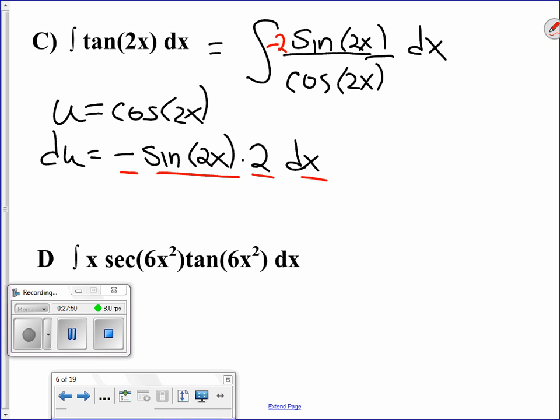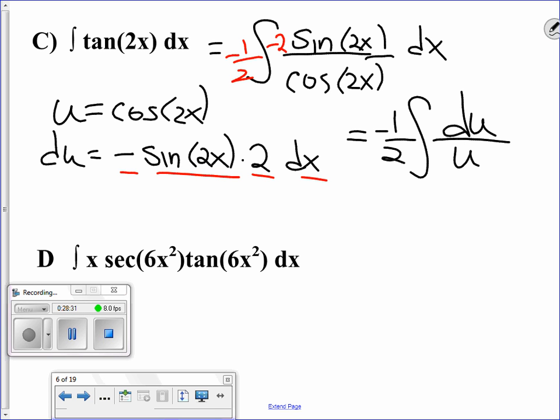But if I put a negative 2 inside, it wasn't there before, what am I putting on the outside? Negative 1/2. The reciprocal of a negative number is still negative. All right, rewrite it. So we get negative 1/2 times the antiderivative of, find the u first. Where's the u? It's on the bottom. That whole denominator is just u. What is that negative 2 sine 2x dx? That's the du.